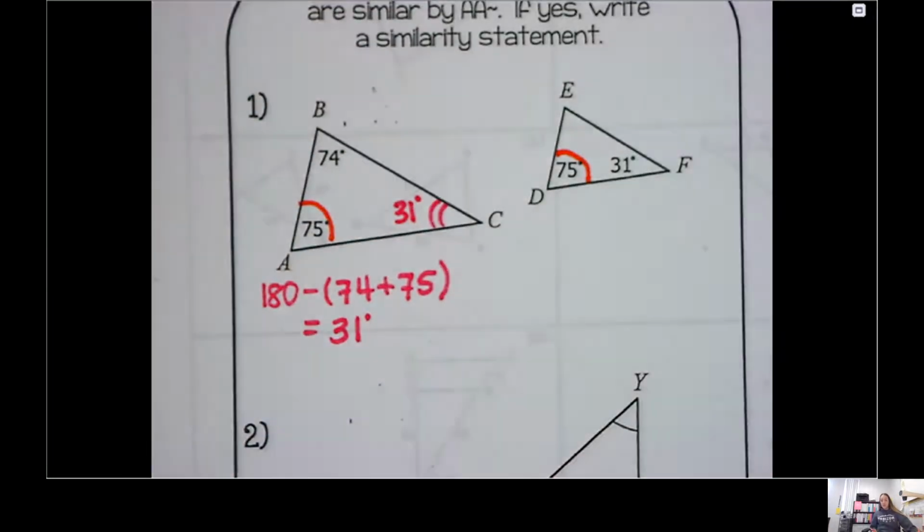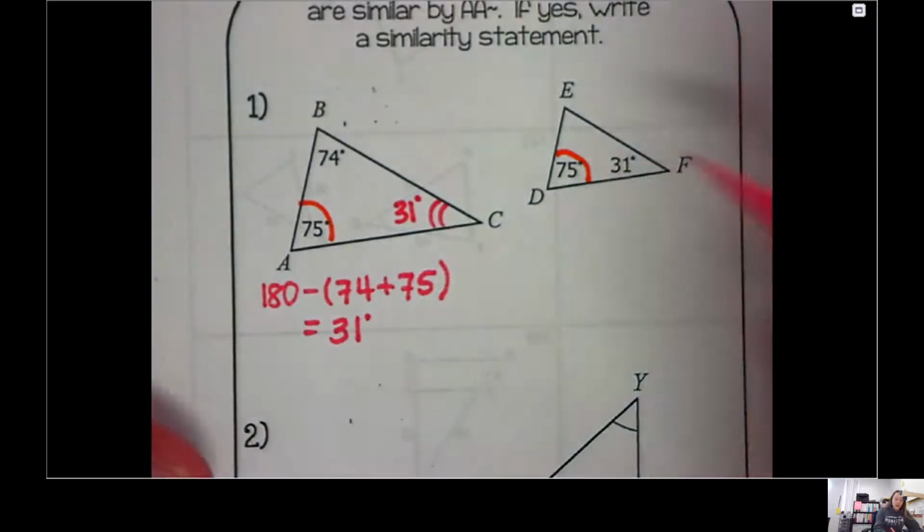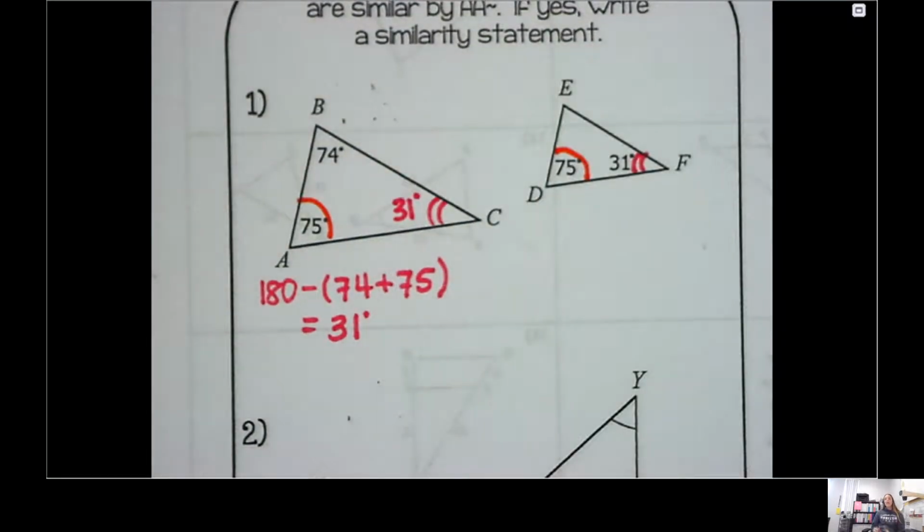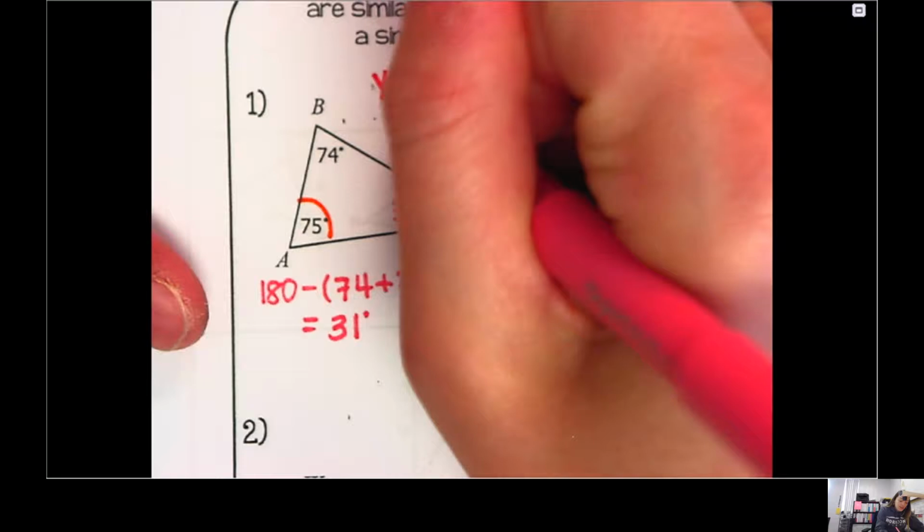Does that match? Yes, it does. So over here, angle F is also 31 degrees. So you have two pairs of angles that are exactly the same. Without doing any math, what is this angle up here, angle E? It's going to have to be the exact same thing as angle B, 74. So you've got two pair of congruent angles. Because you have two pair of congruent angles, you can prove that, yes, these are similar triangles. They're the same shape, but a different size. So I'm going to write, yes, they are similar.